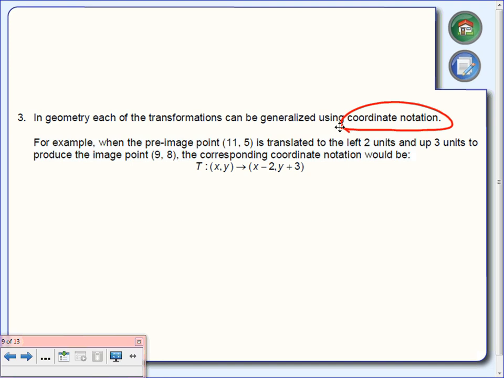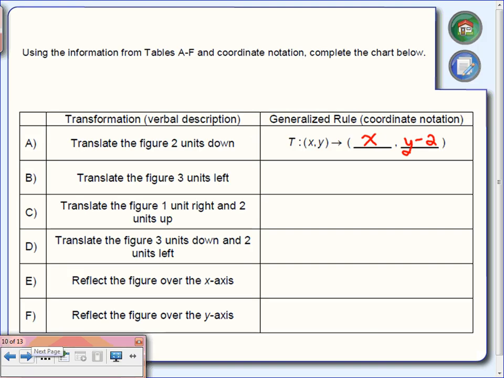For example, when we have an image or a point such as 11, 5, and we translate it 2 units to the left and 3 units up, the new point we get is 9, 8. So when we go from this to this using those 2 transformations, the corresponding notation would be this right here. This is that coordinate notation. Does that look familiar to anybody? I remember seeing that back in geometry. That's the notation that we're going to be using. So let's take a look at a couple of examples here. The first one says translate the figure 2 units down. And I'm going to use that coordinate notation we were just talking about. So over here, we got T code.